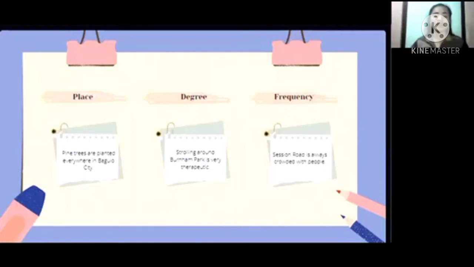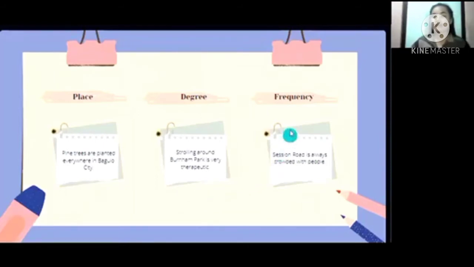Mr. Joey, can you please read the example on the screen? Thank you. What do you think now is the adverb of degree in this sentence? Great. The word very is the adverb of degree in this sentence. How therapeutic is strolling around Burnham Park? Very therapeutic. The word very is the adverb of degree in this sentence.